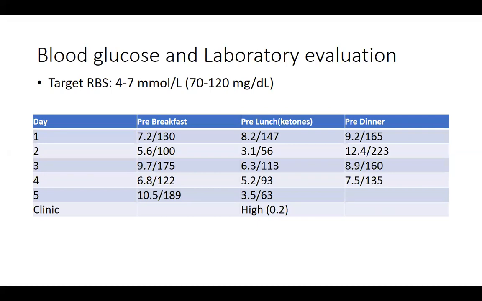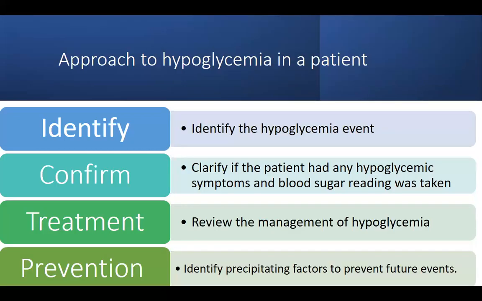But if you look at the sugar readings, honestly, with a target of 4 to 7, it didn't look so bad. But because the boy walked out while he was in the clinic to go pee, remember that's a sign of hypoglycemia, I decided to check his blood sugar, only to find that his sugar was high. So as we were discussing, remember, we go back again to identify this event. So I asked him, could there be anything happening? And to confirm, did he have any symptoms? He said, yes. I was feeling weak.